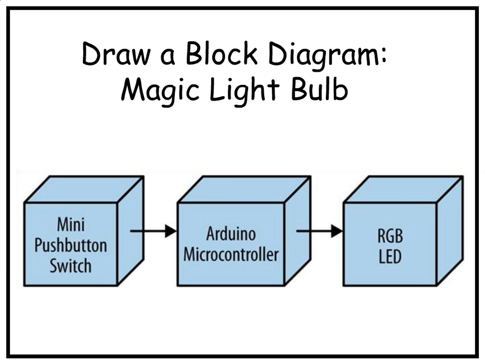So once the Arduino sees that little signal that's coming from the push button switch, the electrical signal, then it's going to create an electrical signal that's going to turn on an LED. Now this LED is a special LED. It's a red, green, blue LED, and it's one package.